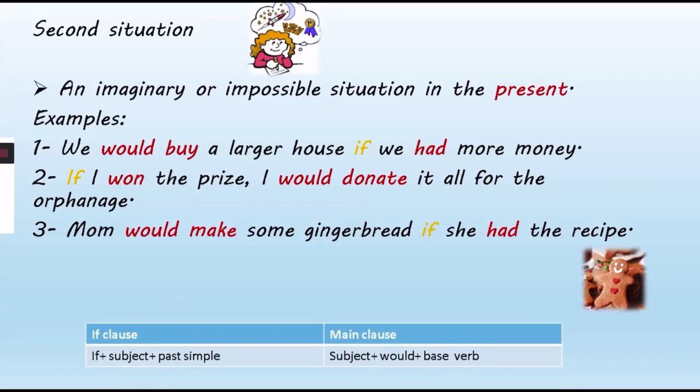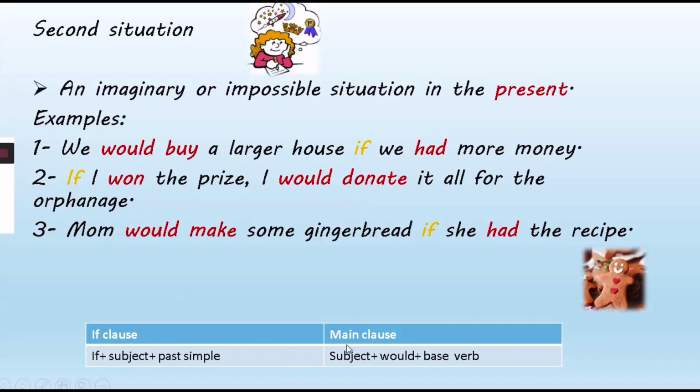Now let's talk about the form. We form the second conditional again by using if in the if clause, then followed by the subject. But notice here the tense. It's past simple. As you can see here, if I won, if we had, if she had.